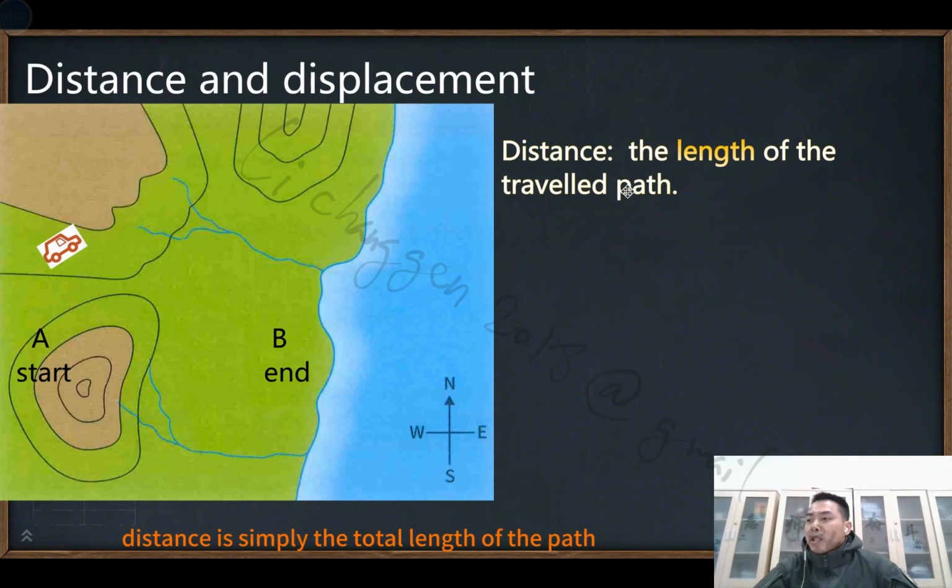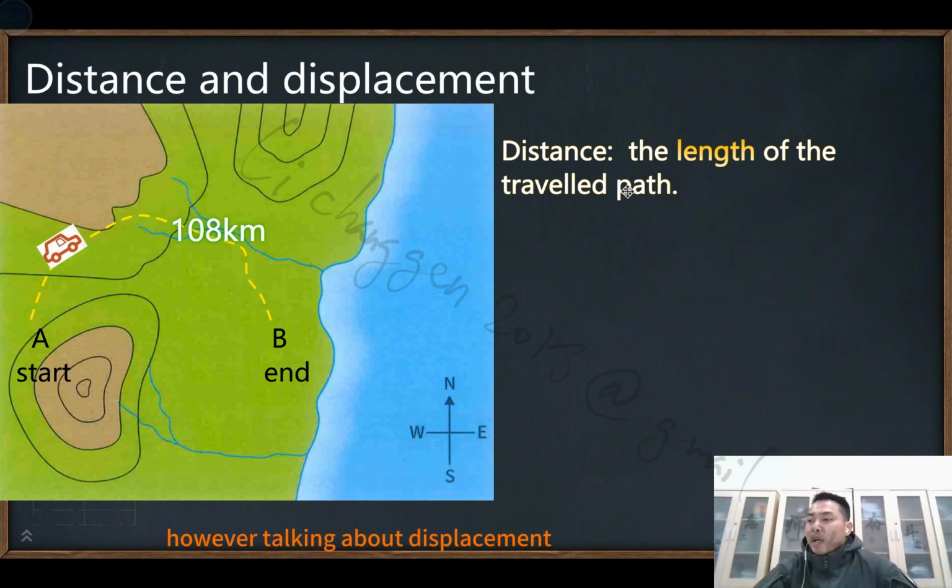Now let's start with distance. Distance is simply the total length of the path an object travels. Distance is a scalar quantity, so it only has magnitude, no direction. Imagine a car driving along a curved road from position A to position B. The distance it travels is the length of the entire path. In this case, the distance of the car is 100,008 kilometers.